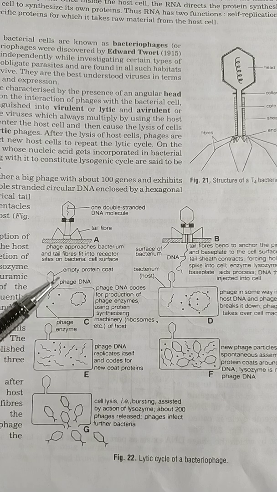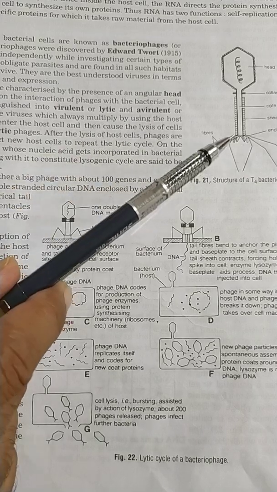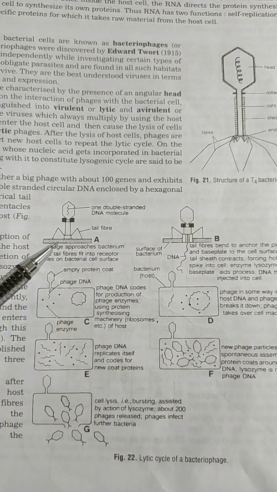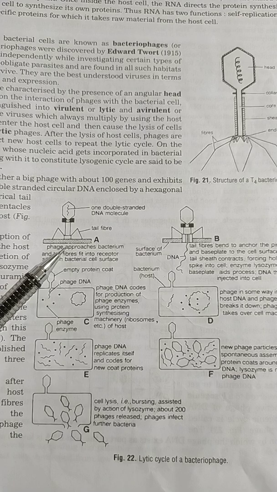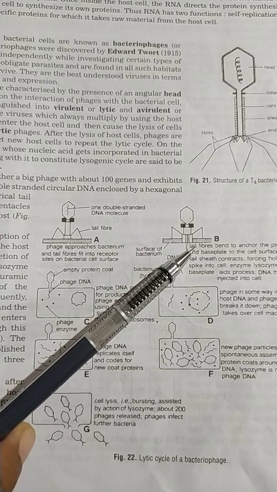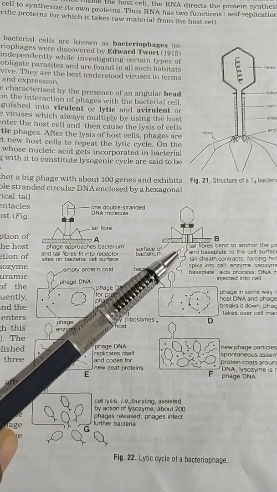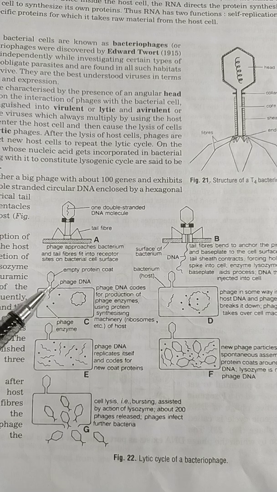The tail fibers of the phage first bend on the bacterial surface, bringing the end plate of the phage in contact. This was the end plate that we talked about. This end plate comes into contact with the bacterial cell wall. The tail sheath then contracts and pushes the central tubular part of the tail into the host cell wall. So the central tubular part of the tail is pushed inside the host cell wall.